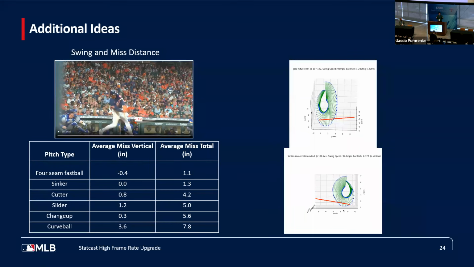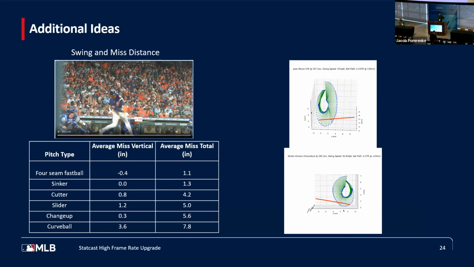Similarly, with the bat tracking data, we can now measure swing and miss distance. So I picked this Jeremy Pena swing where he swung and missed. At least in this case, we're counting swing and miss distance as the distance from the ball to the bat, any part along the bat, any part along the trajectory. So basically the closest the two objects ever get to one another. So you can put together this leaderboard.